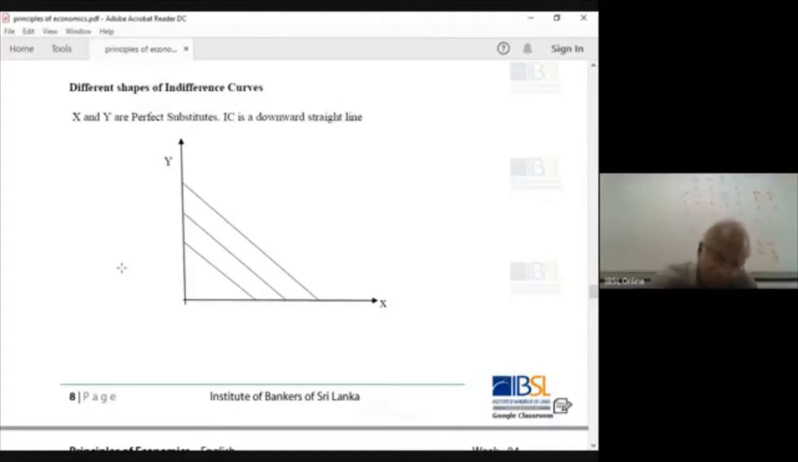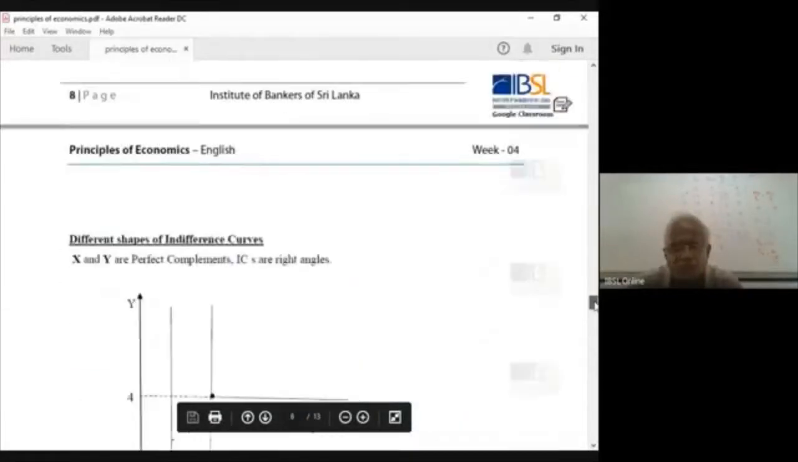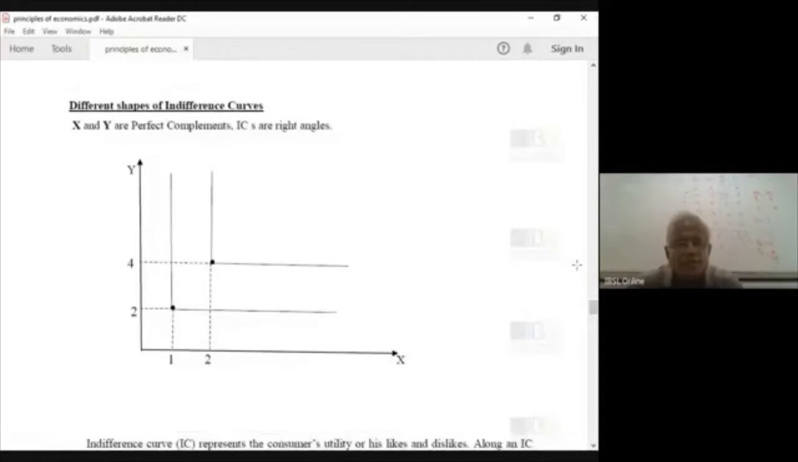Generally, it is convex. Now we have the straight lines. Second one, we'll stop from the second. Next week we'll continue. This one, different shapes of indifference curves.